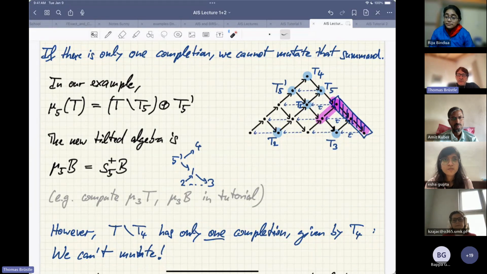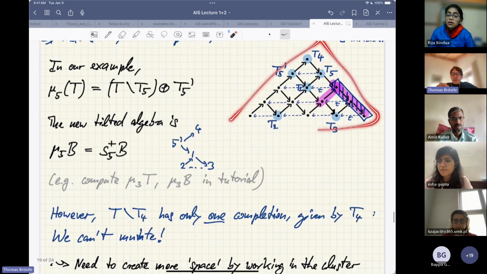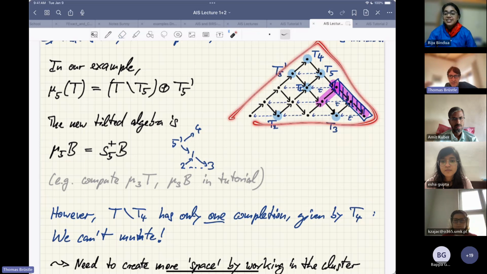Because in cluster theory, we want to be able to always mutate any summand. However, this one cannot be mutated. So for this reason, we need to enlarge our category in order to be able to mutate that guy. And that is really the step going from tilting to cluster tilting. Cluster tilting is in a larger category, and this will create a space so that we can mutate any summand.